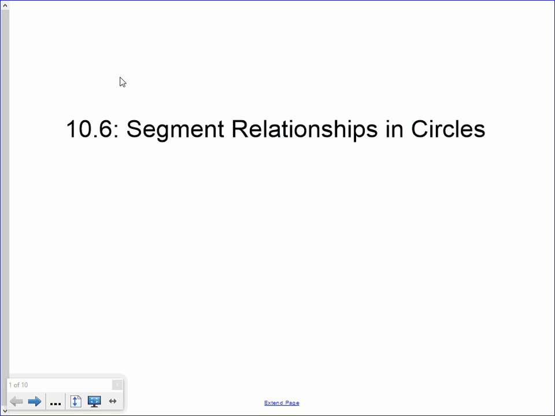Last week, in 10.5, we covered those 3 theorems, and then we reviewed them on Tuesday before your big ACT day. With those 3 theorems, we were looking at angle relationships and some of those theorems inside of a circle. Today, we're going to be looking at segment relationships and some of those theorems inside of a circle.